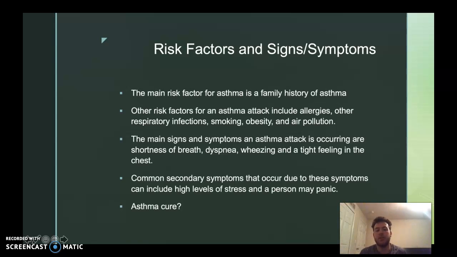Right now, there's no cure for asthma, so people do the best they can to manage it, and in most cases, it is manageable, and people are able to live at a high quality of life. They do this by avoiding their triggers the best they can, and also trying to live a healthy lifestyle: not smoking, a good diet, exercise.